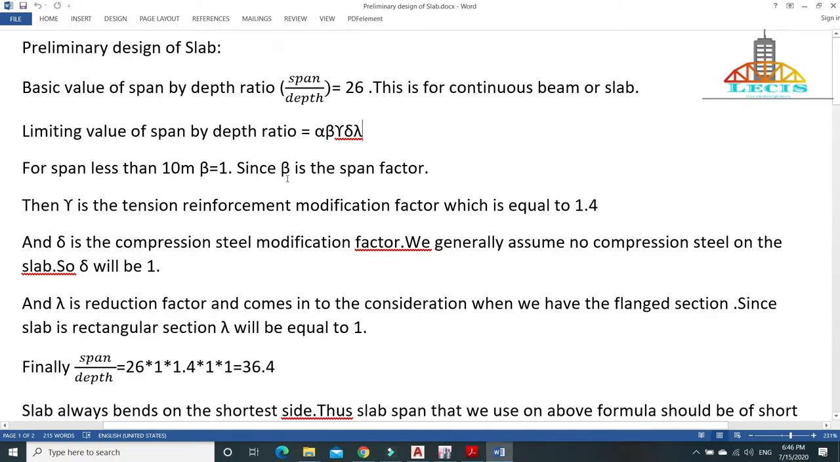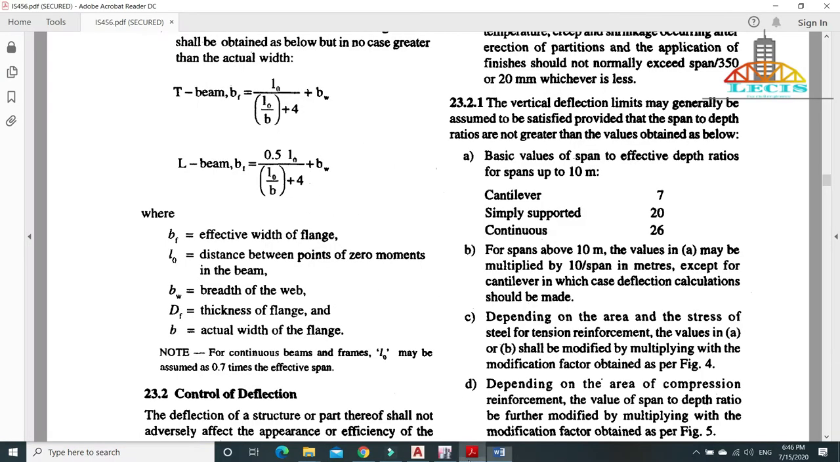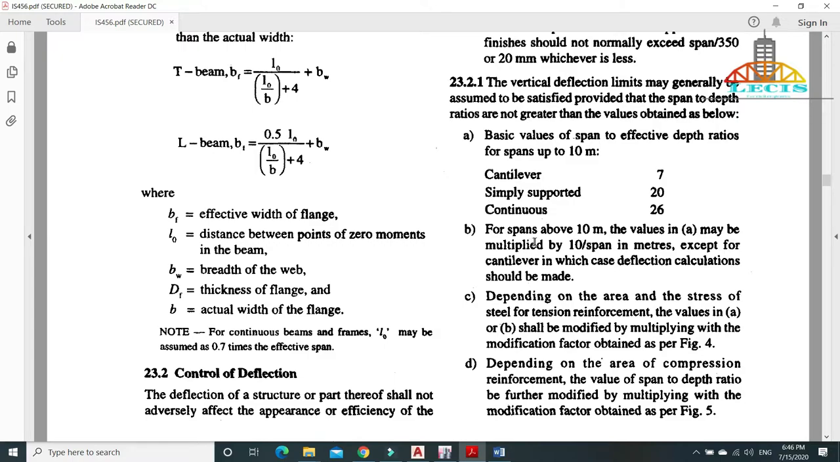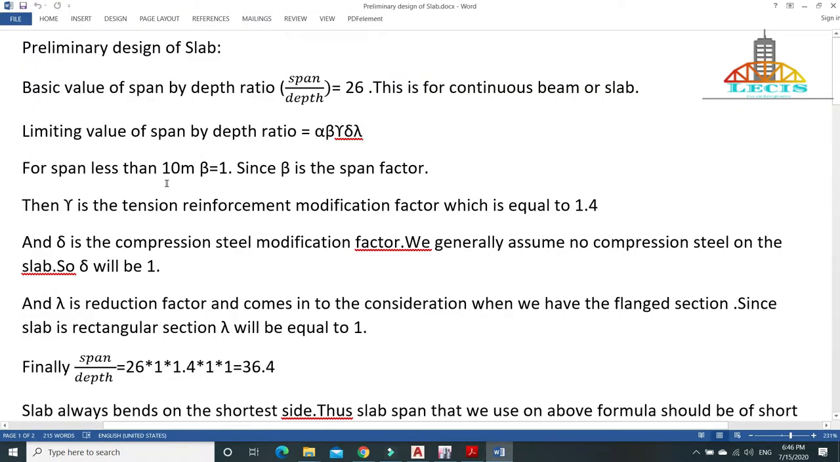And simply this beta is the span factor. You can see here, for spans above 10 meters, the values may be multiplied by 10 by span in meters, except for cantilever, in which case deflection calculation should be made. We have our spans less than 10 meters, so automatically the span factor will be 1. That is, for span less than 10 meters, beta equals 1, since beta is the span factor.